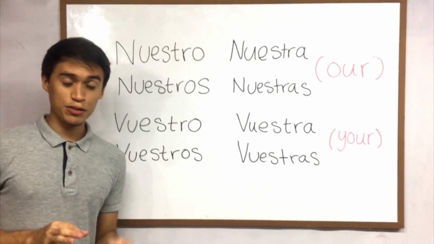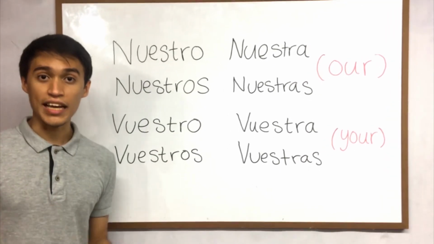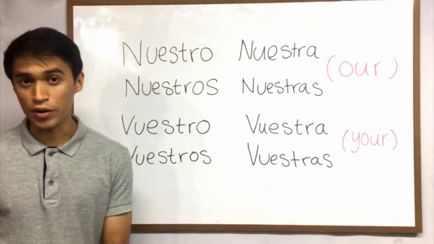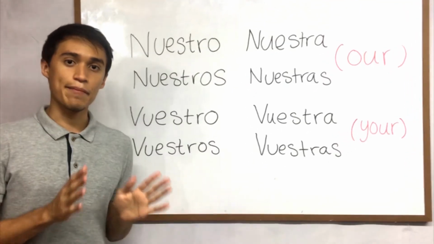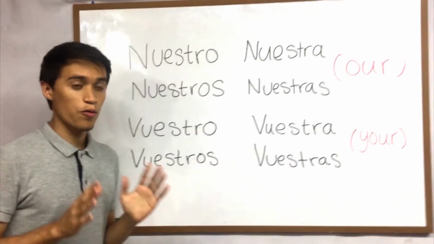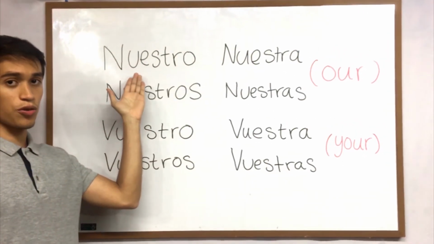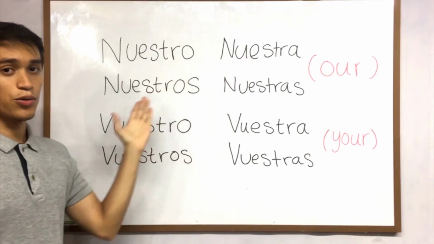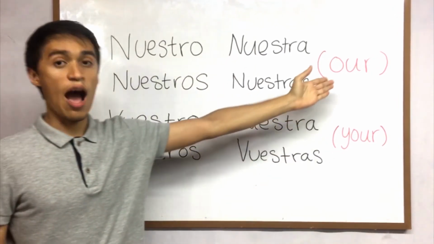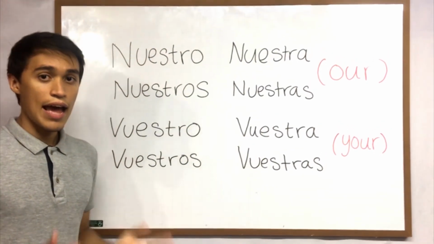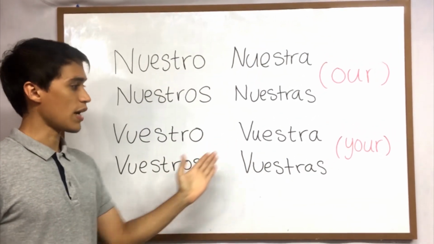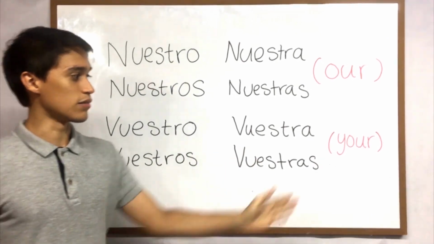Finally, we have this group of possessive adjectives. They are a little bit different because they change depending on whether they are singular and plural and whether they are masculine and feminine. Let's see. First of all, we have nuestro, nuestra, nuestros, and nuestras, which means our. And we have vuestro, vuestra, vuestros, and vuestras, which means your.